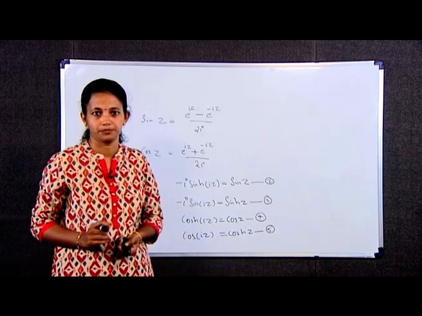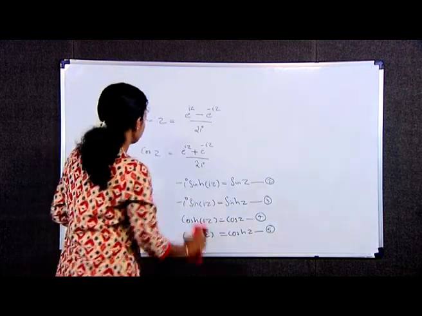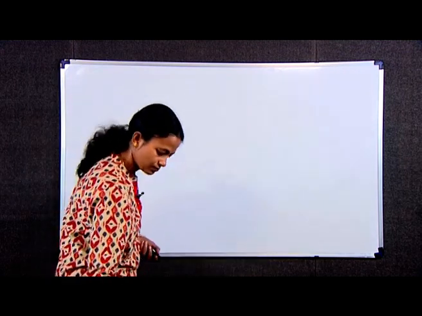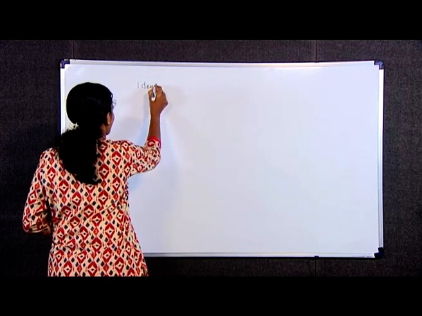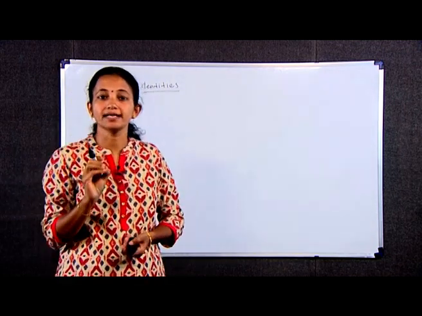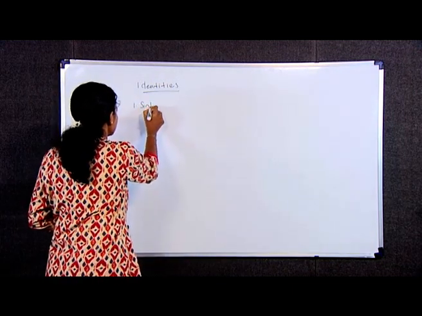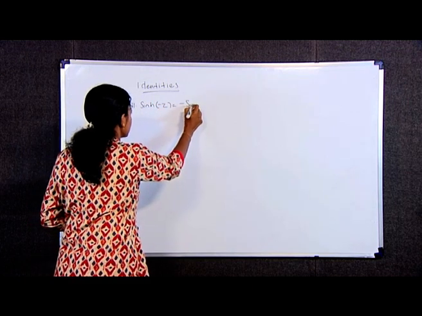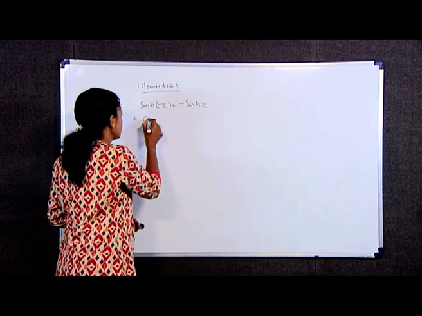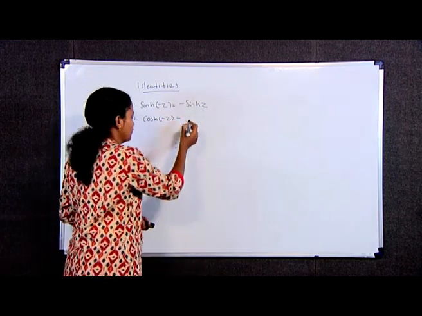Equation number 5. Next we have identities involving hyperbolic sines and cosines. Identities. First one, we have sinh of minus z is equal to minus sinh z. Second one, cosh of minus z is equal to cosh z itself.